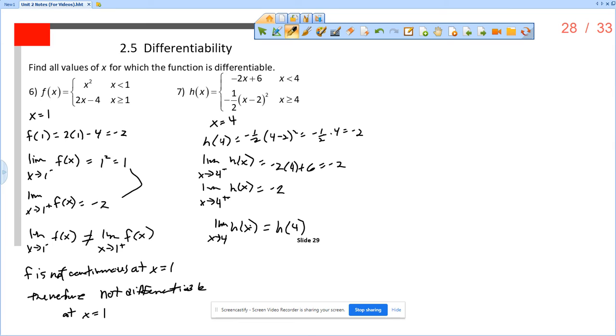Therefore, the function is continuous. So now we need to evaluate the derivative. All right, so that means we evaluate h prime of x. First of all, the top piece: h prime is negative 2. So that is good when x is less than 4.